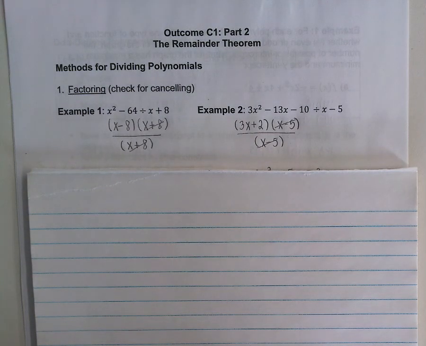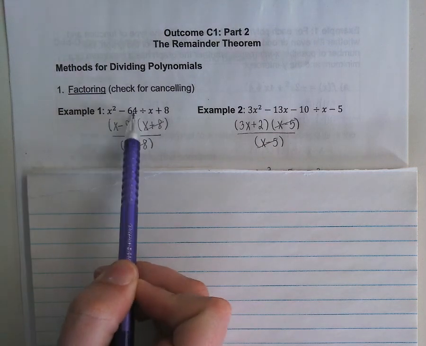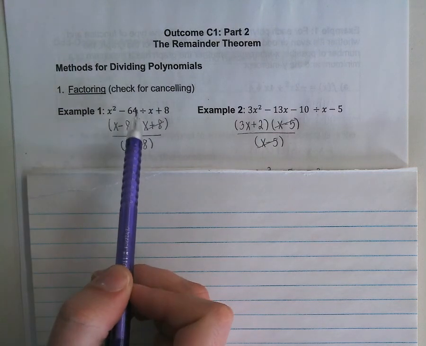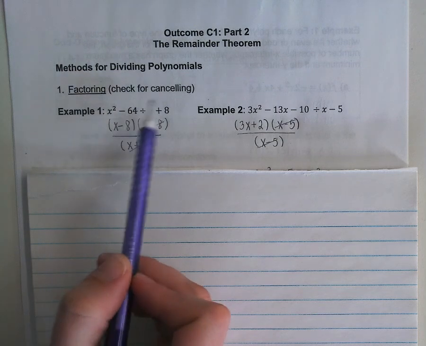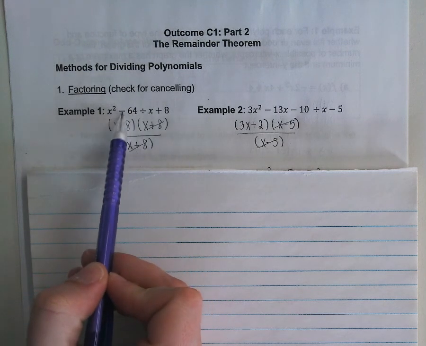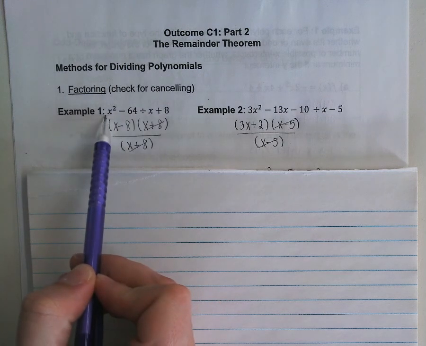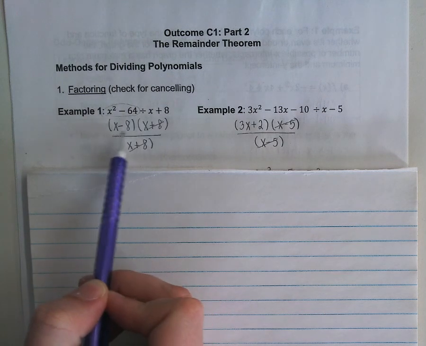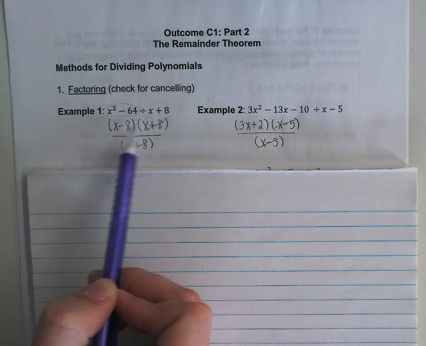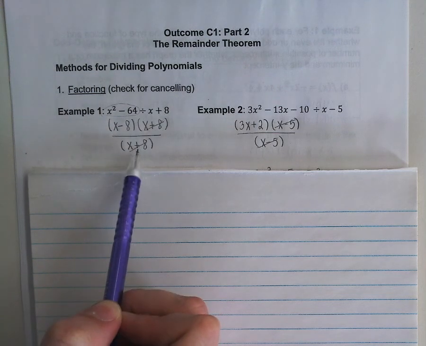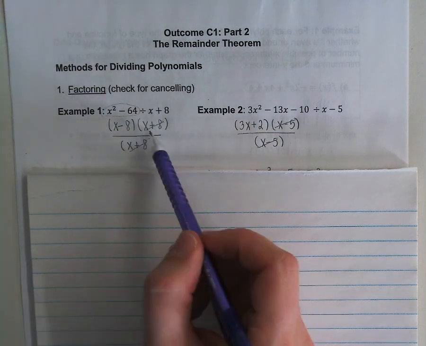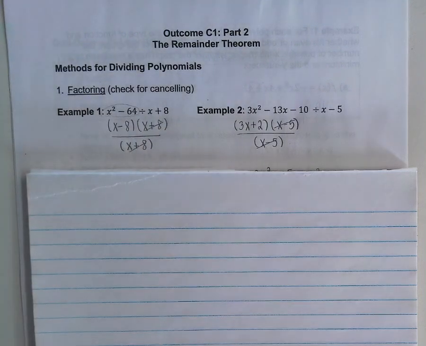So, you learned in grade 11 how to factor. Actually, you learned it in grade 10 as well, but how to factor. And if we have x squared minus 64 divided by x plus 8, we could factor this on top to be x minus 8 times x plus 8. And when we divide it by x plus 8, we see that these terms cancel.